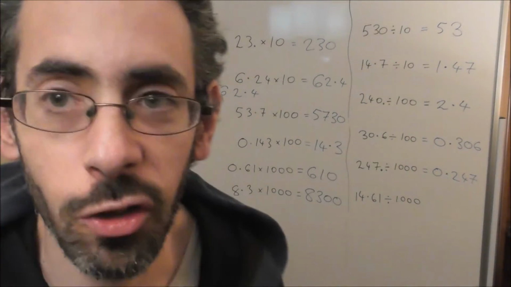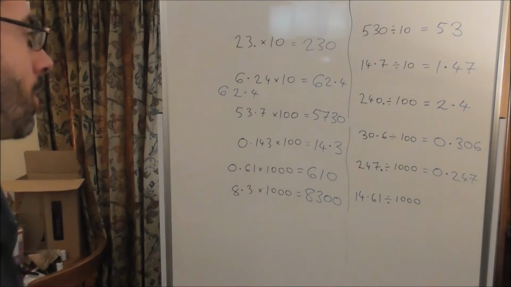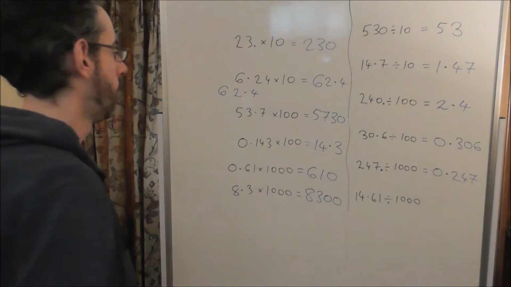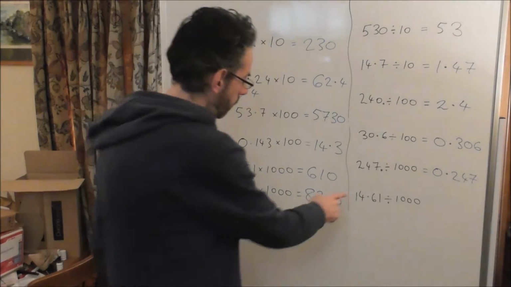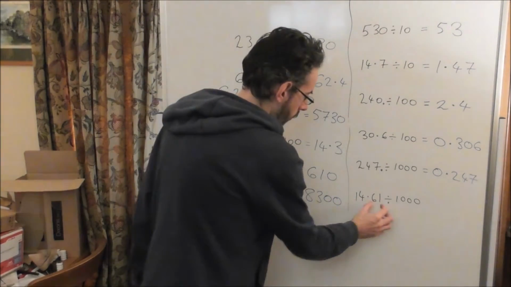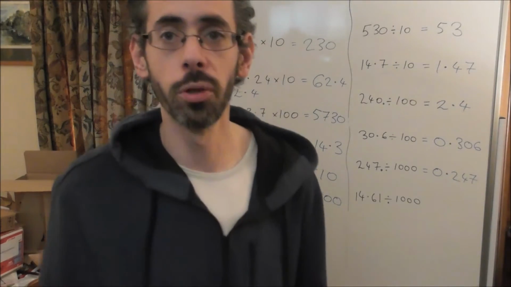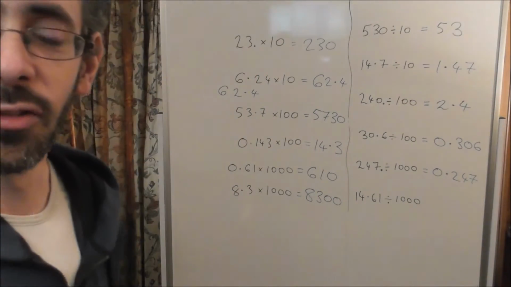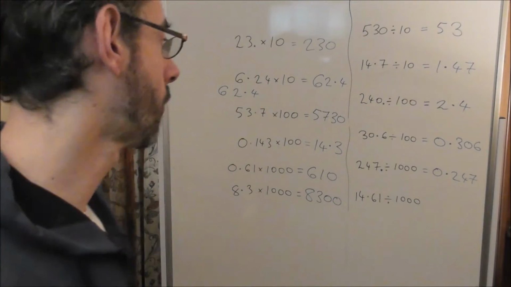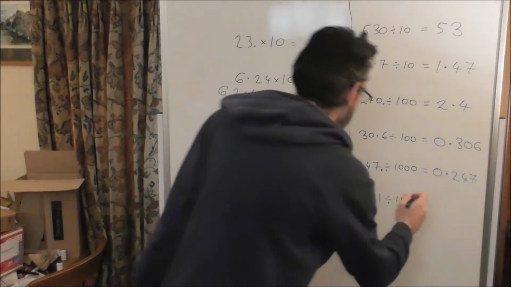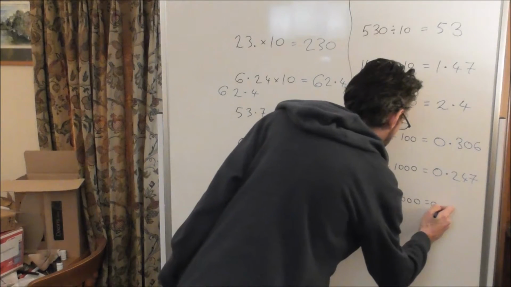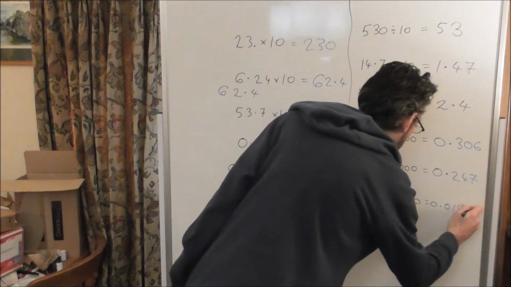And 14.61 divided by 1,000. Again, we need to move the digits 3 places to the right. It's going to take 2 movements to the right to get the 1 and the 4 past the decimal point, and you'd have 0.1461. And then if you move the digits 1 more place to the right, there's going to be a 0 immediately after the decimal point. So the answer is going to be 0.01461.